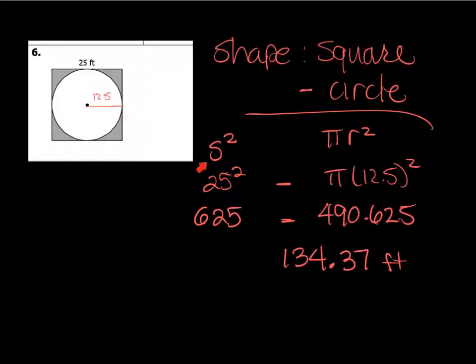So we're going to find the area of the square and subtract the area of the circle. So here we go. We found the area of the entire figure, which is a square. Subtract the area of the circle. We get 625 minus 490. So the area of the shaded region is 134.37. So those are the parts that are on the corners.